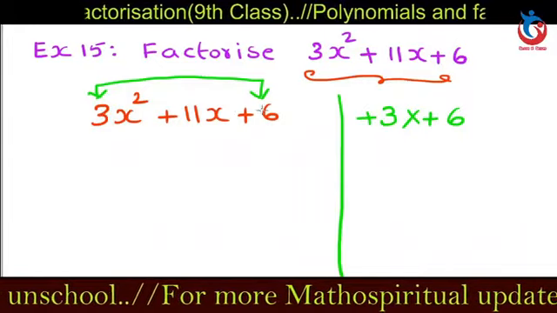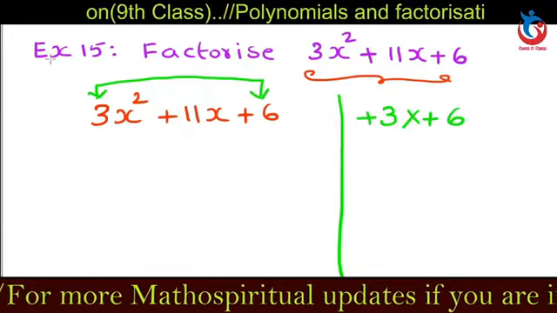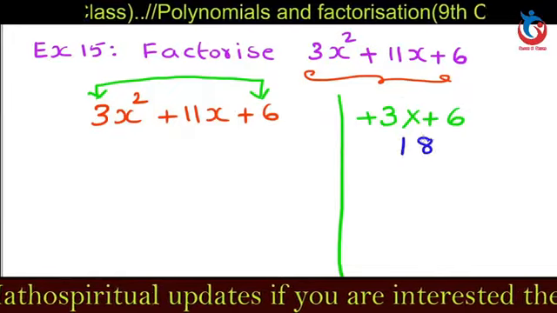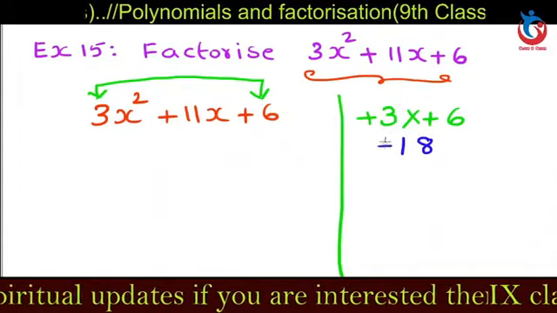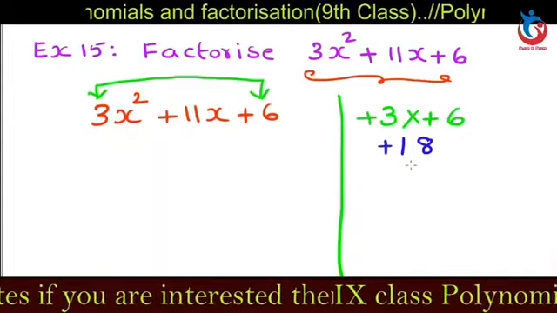Observe this 3 into this plus 6. These two should be multiplied. So after multiplication, we get 18. That is plus 3 into plus 6. This is plus 18. And after that, write all the factors.